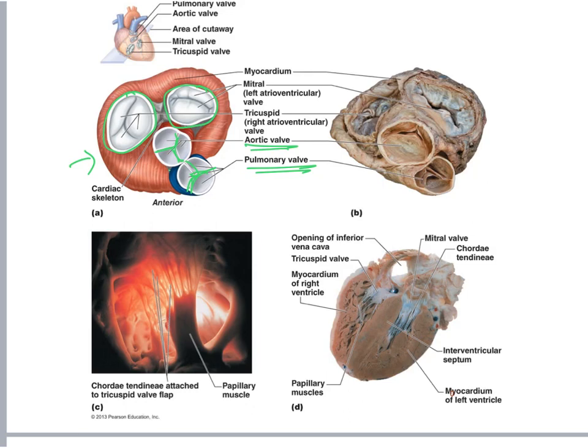This is also a beautiful picture of those chordae tendineae. This is actually in a human heart. See those nice strings? You can also see them very well here and here. There's that very thick interventricular septum.